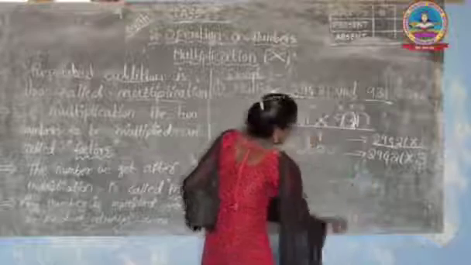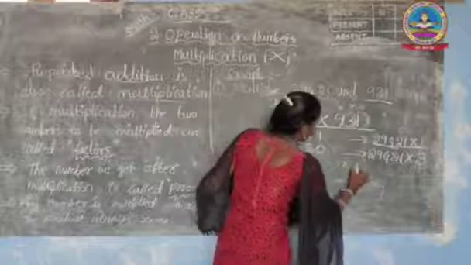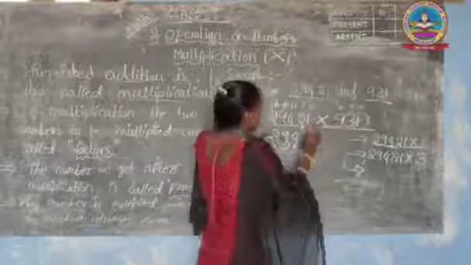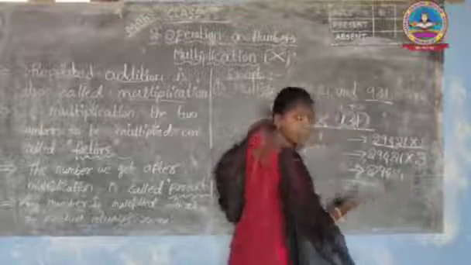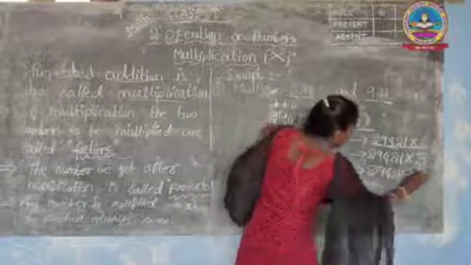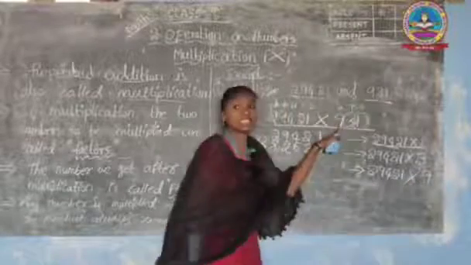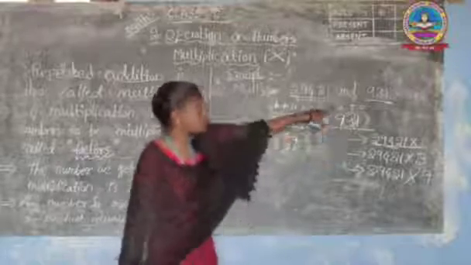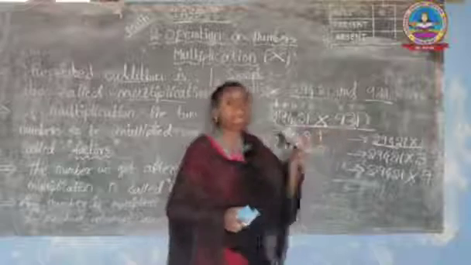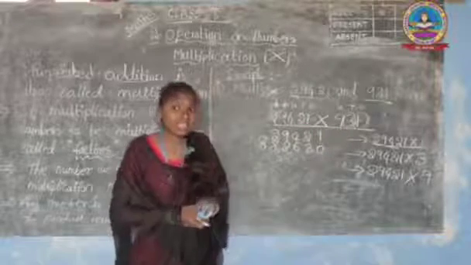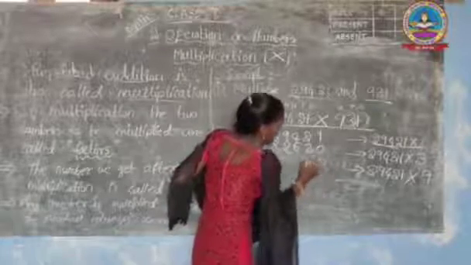Now next, third step. Now we will multiply 29,421 by 9. 9 in the place of hundreds. That means we will multiply this number by 900. Right? 900 has 2 zeros. We already know that. So write 2 zeros.